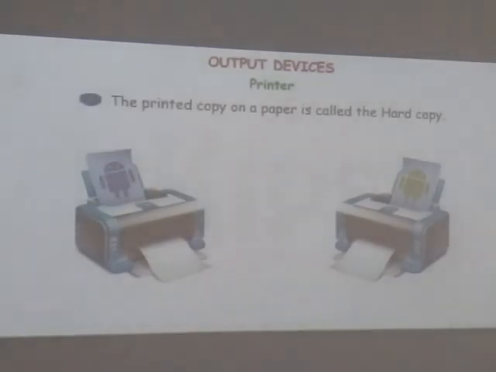The printed copy on a paper is called a hard copy. That printout whatever you are getting is on a paper. That printed copy on a paper is called the hard copy, because you can touch it. Now suppose you are making a drawing on your computer and that picture is on the monitor screen. That is your soft copy, whereas this printout is your hard copy because you can touch it. Clear?